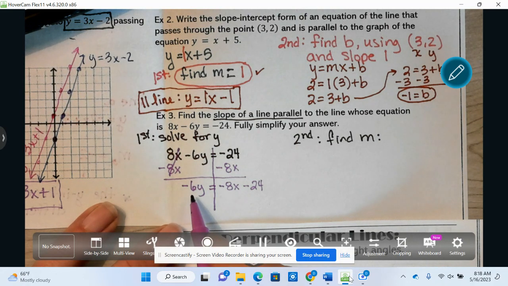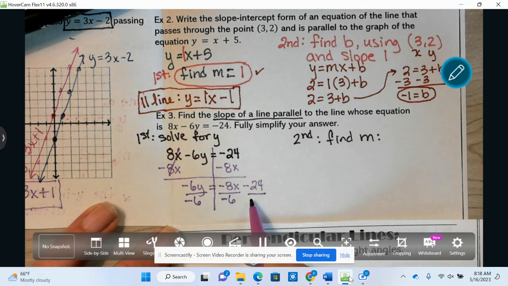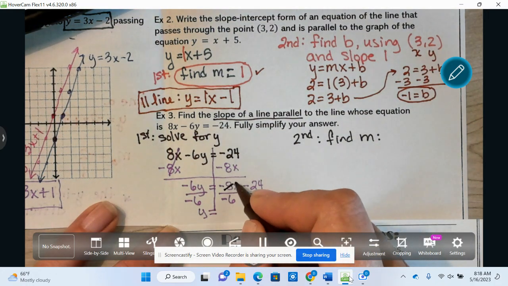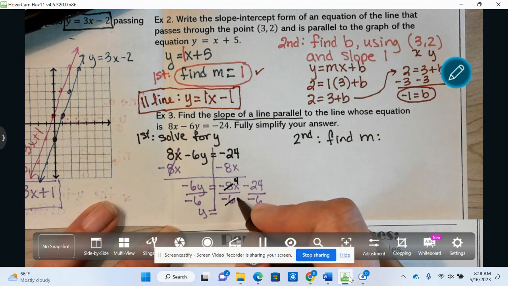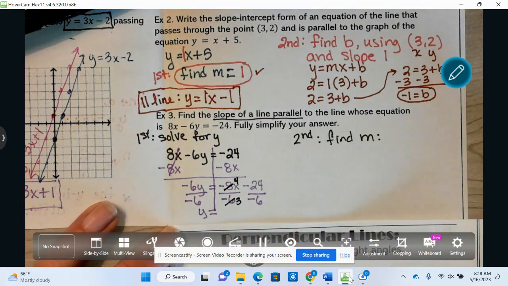Divide. What am I dividing every single term by? By negative 6. Yeah, everything gets divided by negative 6. So that gives me y equals, well, negative 8 divided by negative 6, that's going to be a positive. And I can reduce this. Both of these are divisible by 2, right? So this becomes actually 4 over 3.